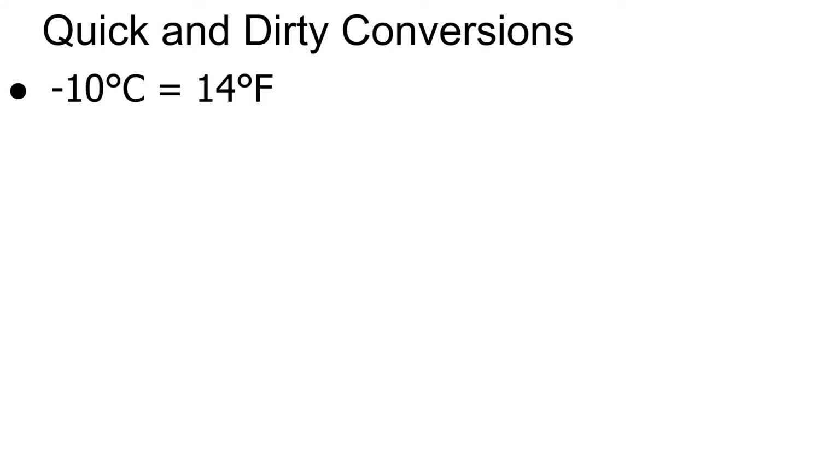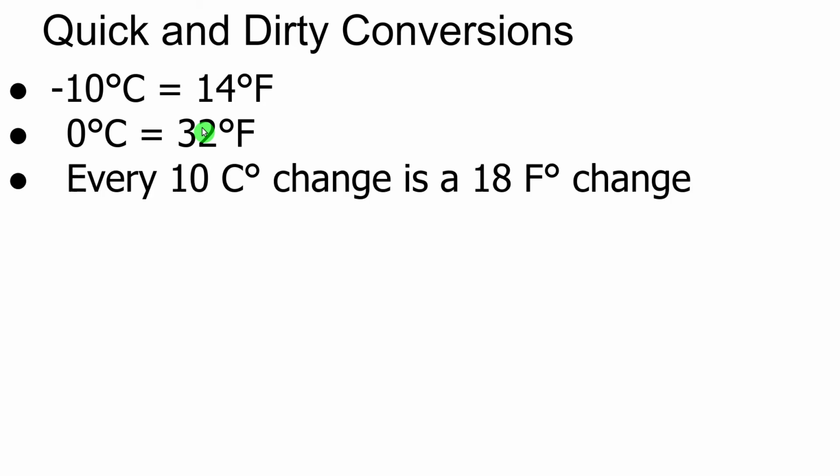Hold on. Okay, so -10 Celsius equals 14 degrees Fahrenheit. So these are all temperatures. 0 Celsius, 32 Fahrenheit. So every time you go up by 10 Celsius degrees, you're going up by 18 Fahrenheit degrees. Every 10 Celsius degree change is an 18 Fahrenheit degree change. So going from 0 Celsius to 10 Celsius, we're adding 10, so we should add 18.